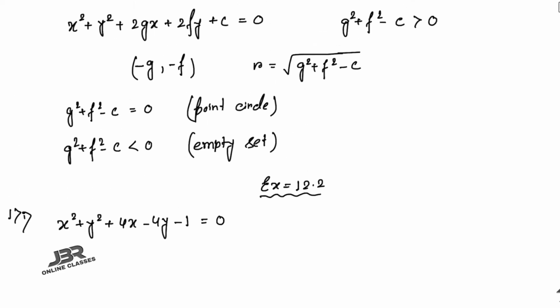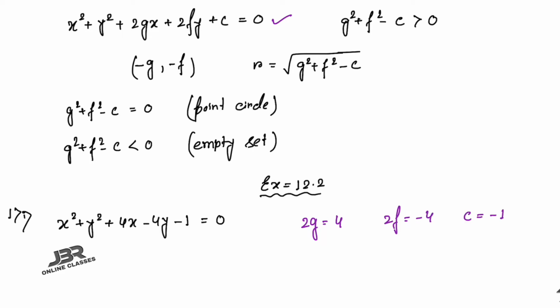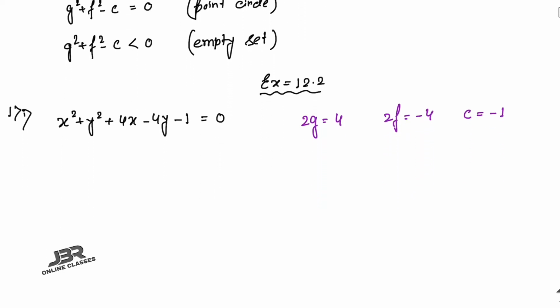So here, the general equation of a circle is x square plus y square plus 2gx plus 2fy plus c equal to 0. If you compare this equation with the general form, then here 2g equal to 4, 2f equal to minus 4, c equal to minus 1. So definitely this equation represents a circle.